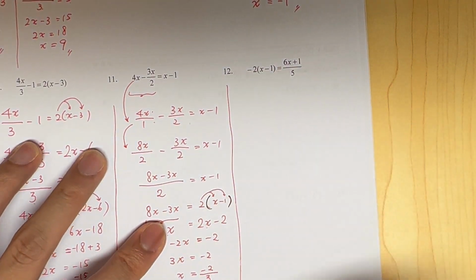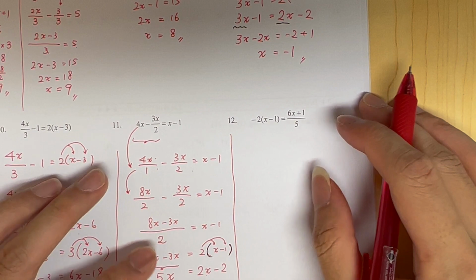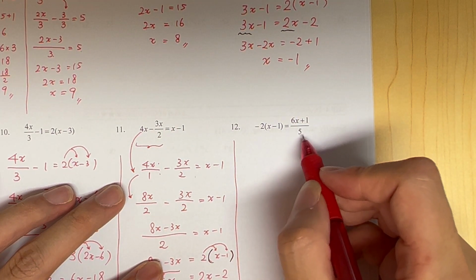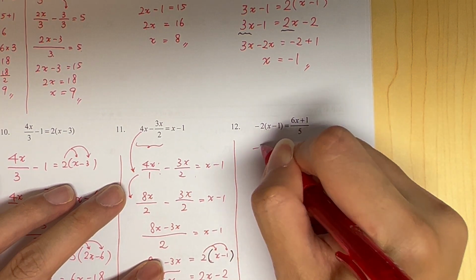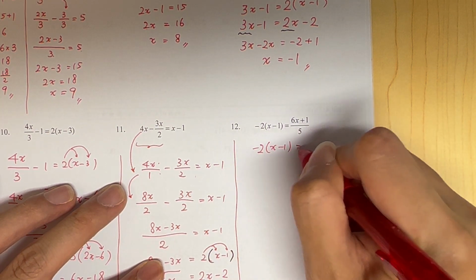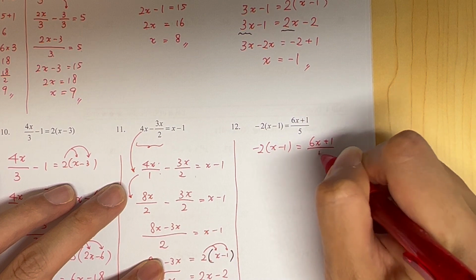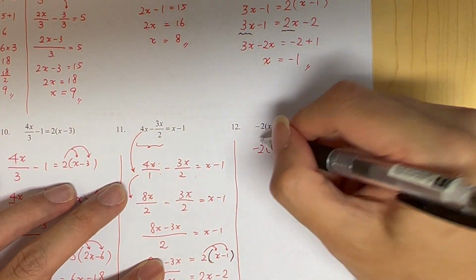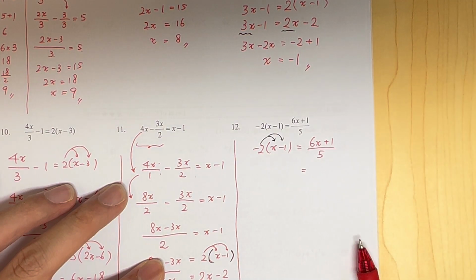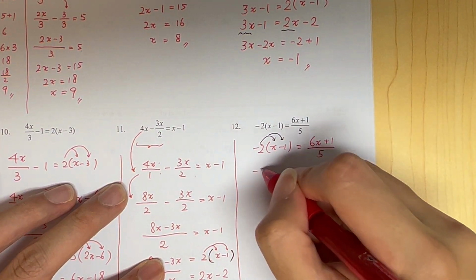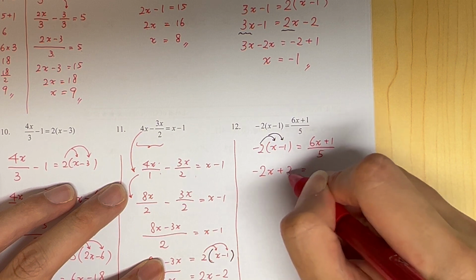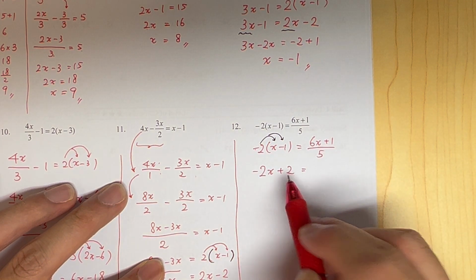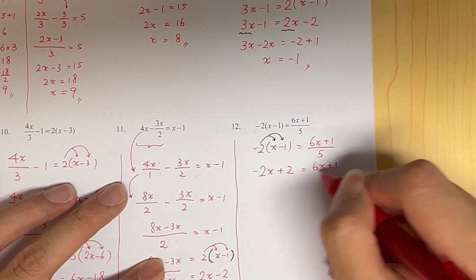Let's move on to the final question. For the final question, we find that there is a fraction on the right hand side. There is a denominator. But maybe we need to do it step by step. On the left hand side, we have a bracket, so you had better remove it first. If you remove it, we can have minus 2x plus 2. Be careful. Minus 2 multiply minus 1, we have plus 2 as a final result.